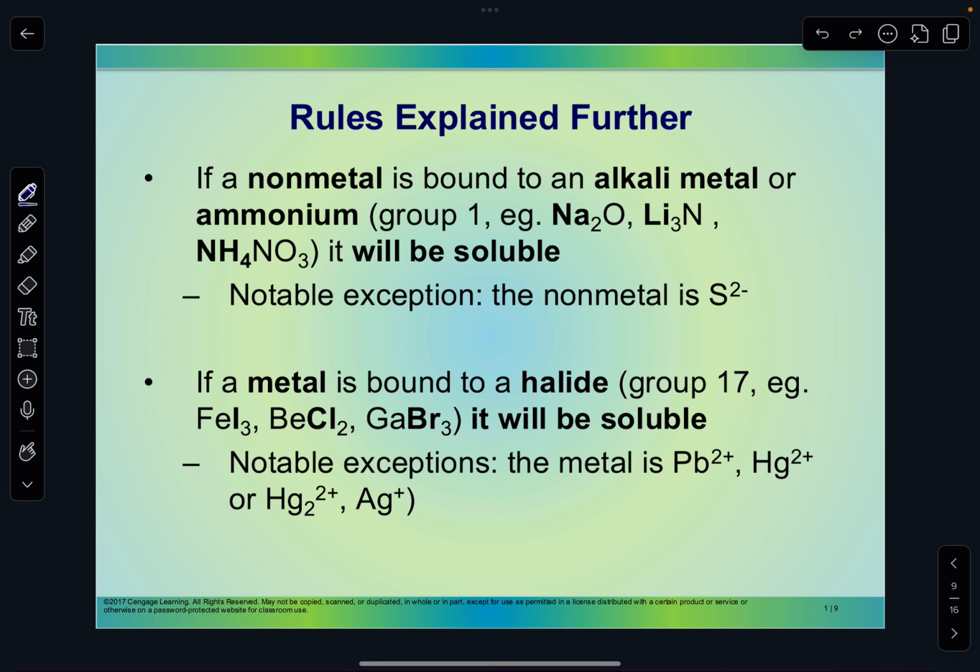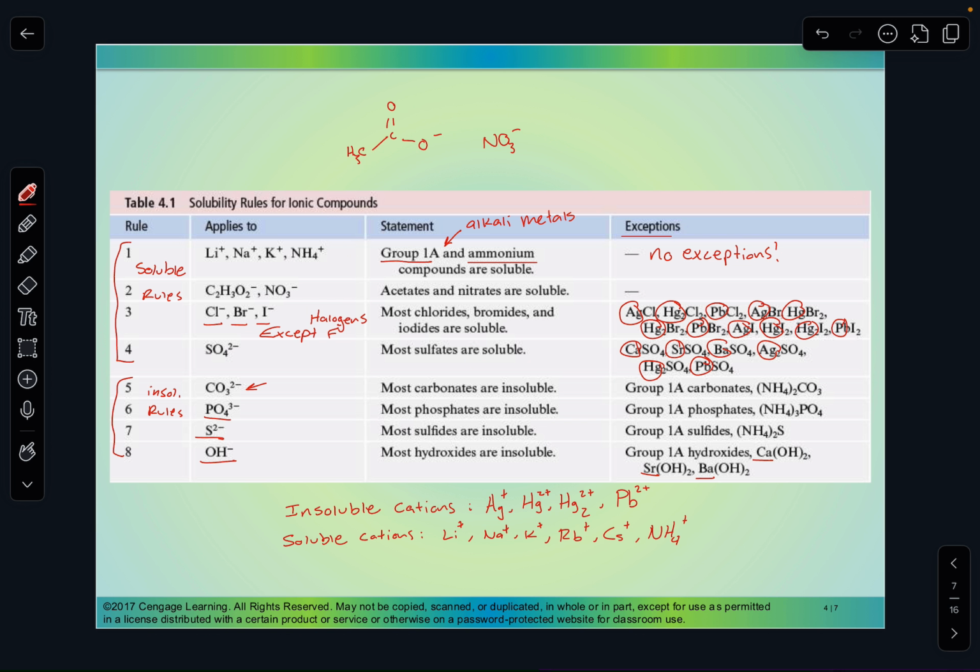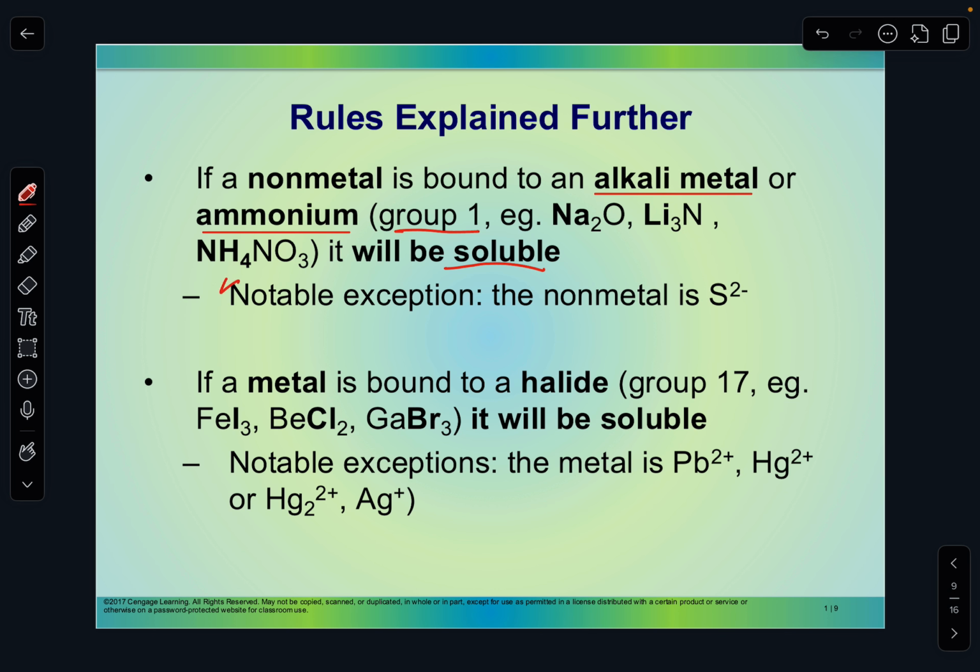Okay, so let's go into these rules a little bit further, just to reiterate. If you have a group 1 metal, it will be soluble. So that is going to be all alkali metals right there. All alkali metals and ammonium are going to be soluble. The only exception is with S2. And actually, if we look back at the rules, that's not exactly true. So let's actually scratch that out. That is not true. The notable exception is not going to be true.